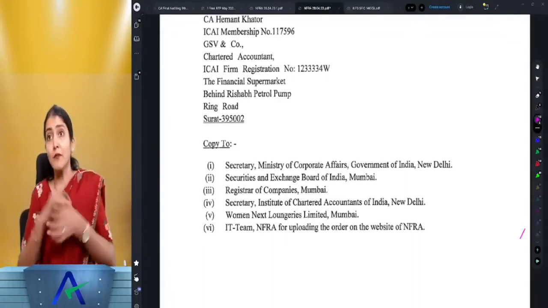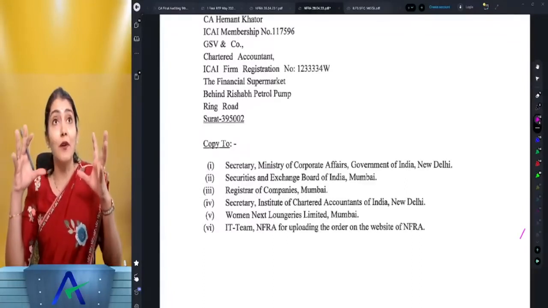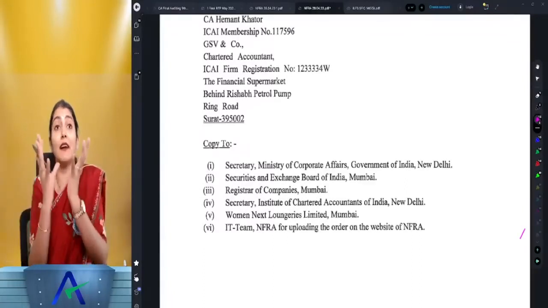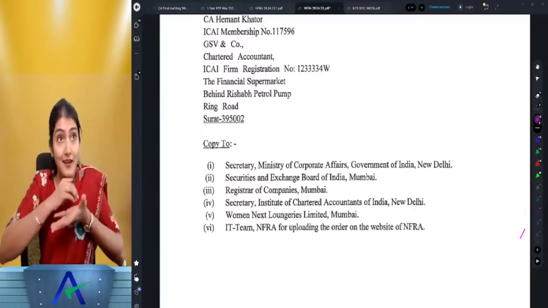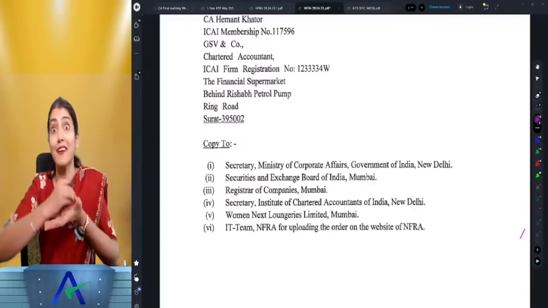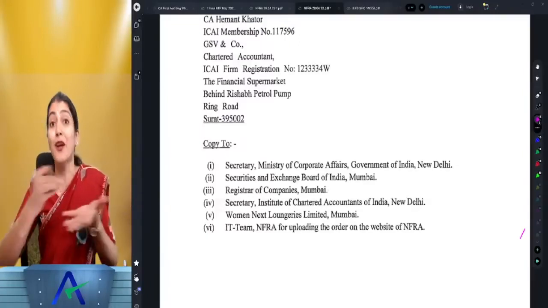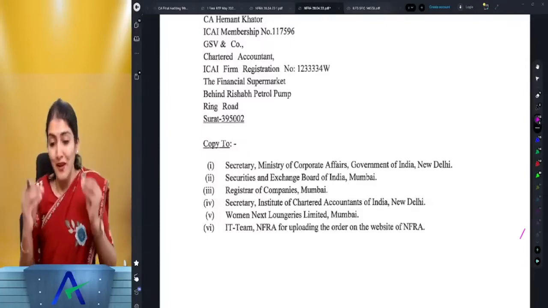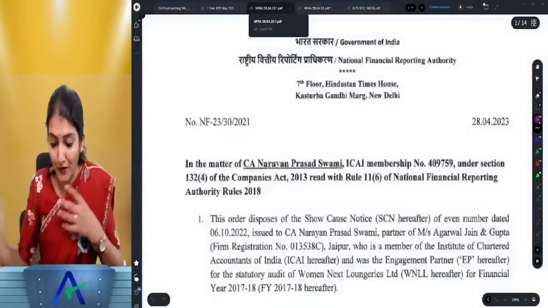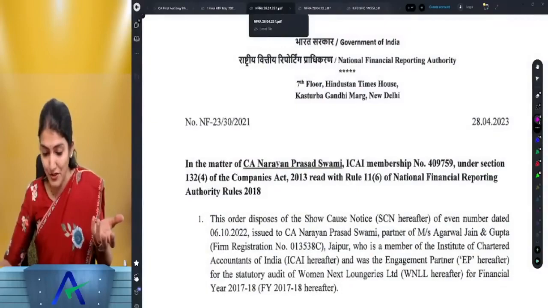Right, so whatever we are studying is highly practical over here. You see the legal, like they're saying the auditor has not followed SA 505, auditor has not followed SA 550, auditor has not followed SA 250, laws and regulations. Okay, right, so similarly, one more order being passed against another chartered accountant.